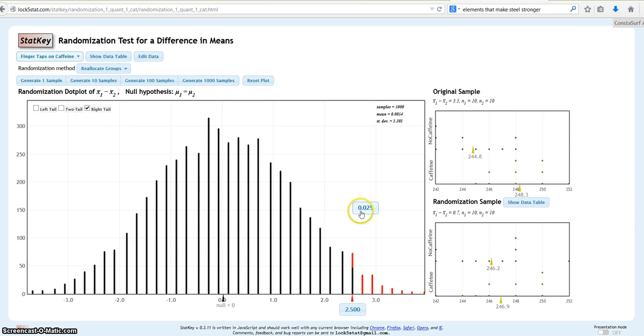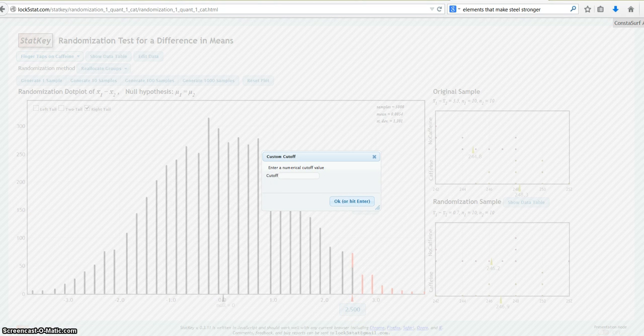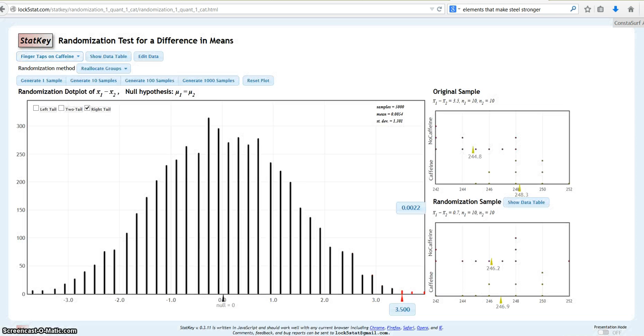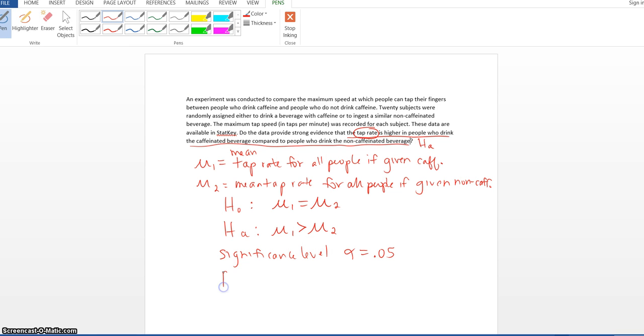Now, here I've got 0.025 is the proportion of the dots that are up above 2.5, but that's not my observed difference. My observed difference is 3.5, so I need to change this cutoff to 3.5. I click OK. And now it tells me that the proportion of dots that are as extreme as 3.5 or more extreme is 0.0022. So that is my p-value. My p-value equals 0.0022.